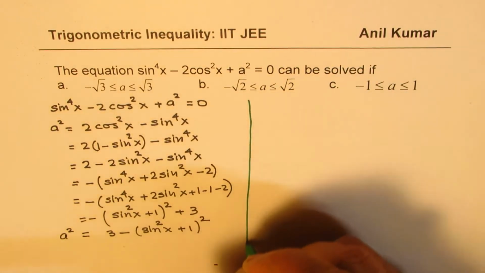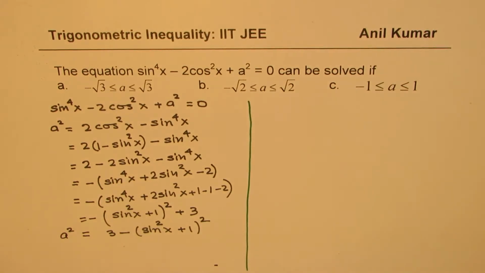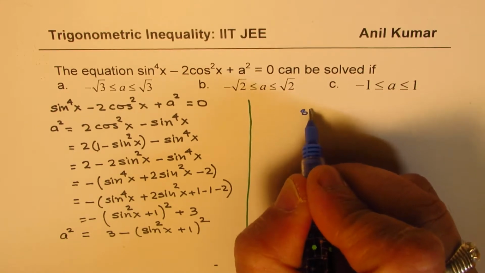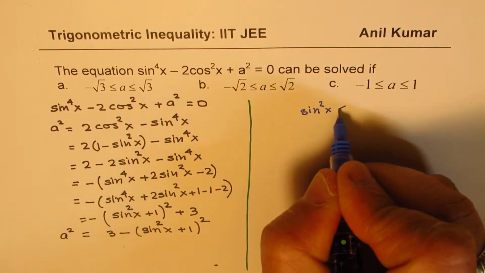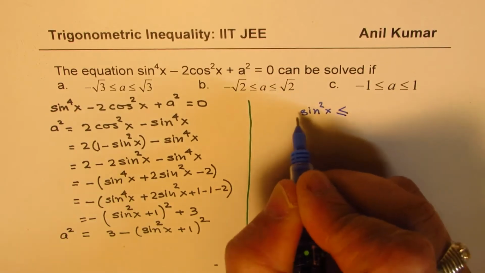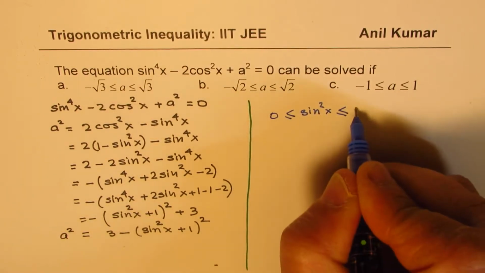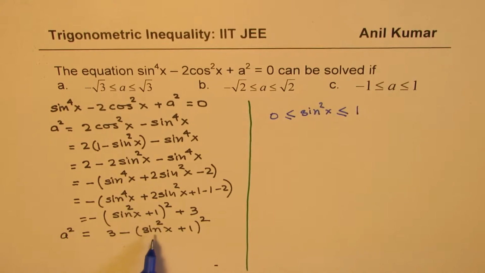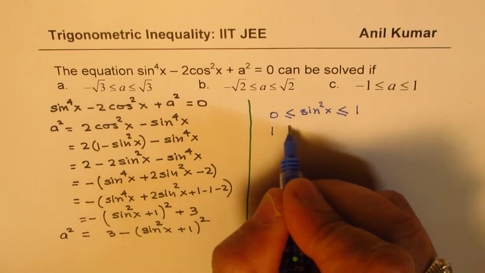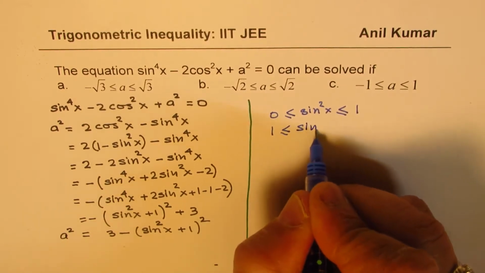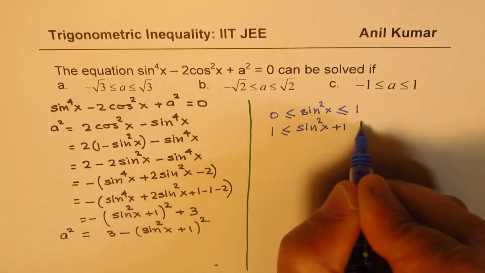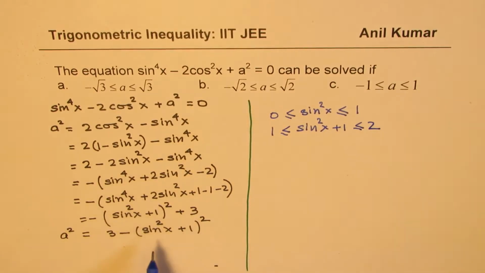So we'll do it with the sine thing. You know, sine is between minus 1 and 1, but we have sine square x here. So sine square x is between what? It is always positive, right? But it cannot be more than 1. Start from inside out. Now we'll add 1 to it. So when you add 1, sine square x plus 1 is less than or equal to 2. So we got that part.